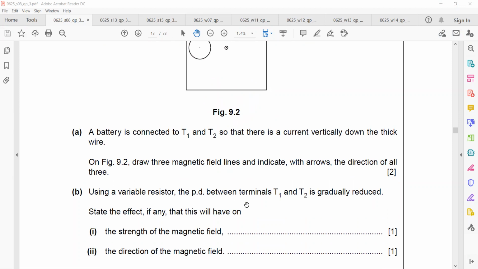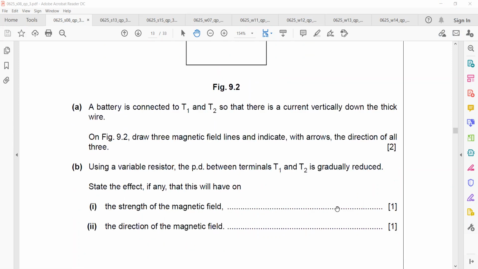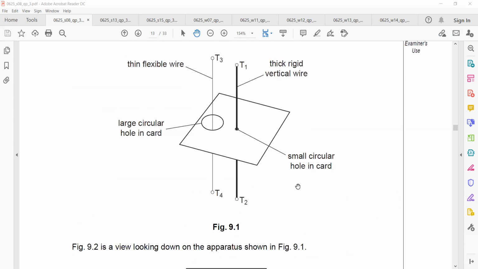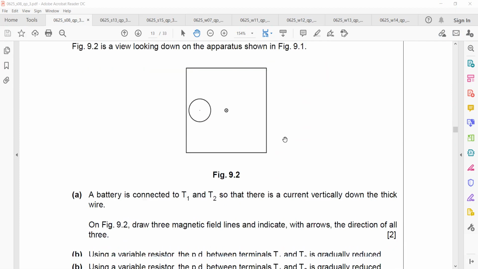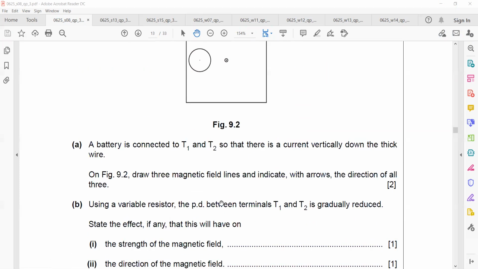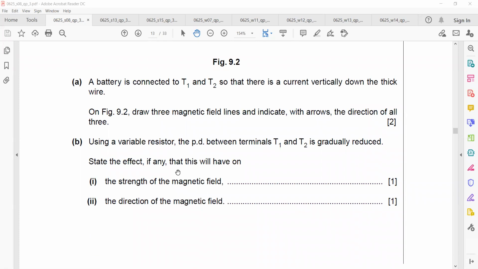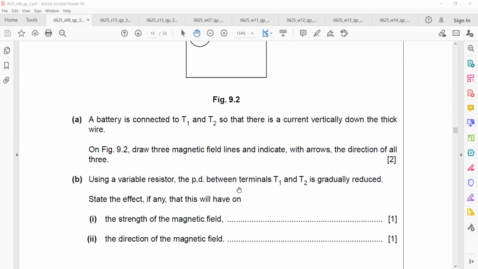Using a variable resistor, the potential difference between T1 and T2 is gradually reduced. So we decrease the voltage. First we applied a higher voltage, now we reduce the voltage by using a variable resistor. State the effect, if any, that this will have on the strength of the magnetic field. If we reduce the voltage, what happens to the strength of the magnetic field? It will also decrease. The strength of the magnetic field depends on how much voltage or current is passing.